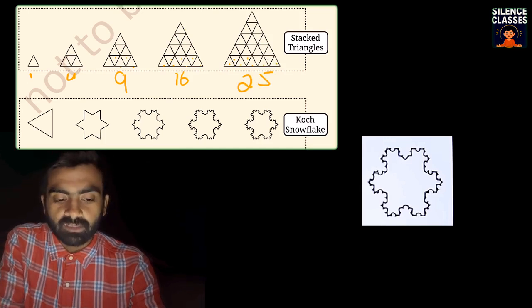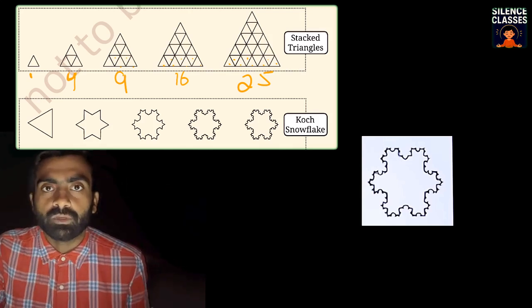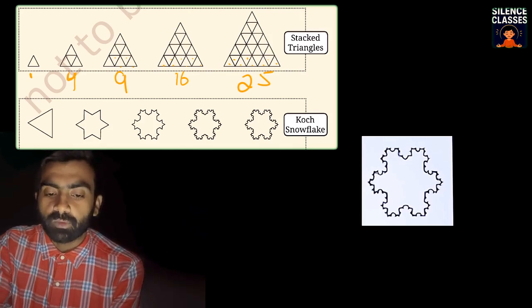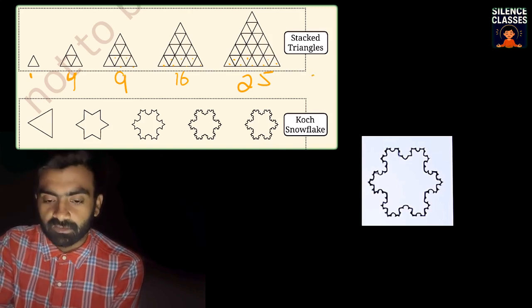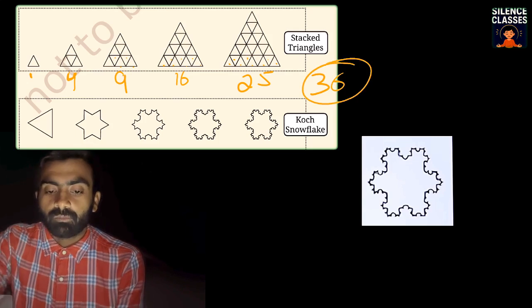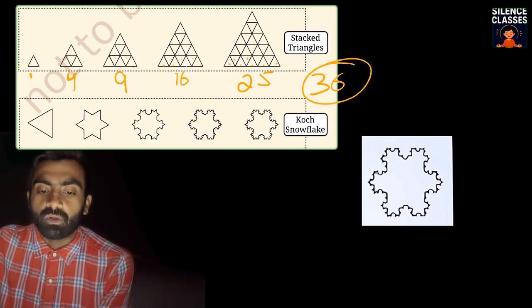Means over here you can check that the numbers we are getting are the square numbers. The next square number after 25 is 6 sixes are 36, means 36. Means we will use 36 small triangles to make one big stack of triangles.